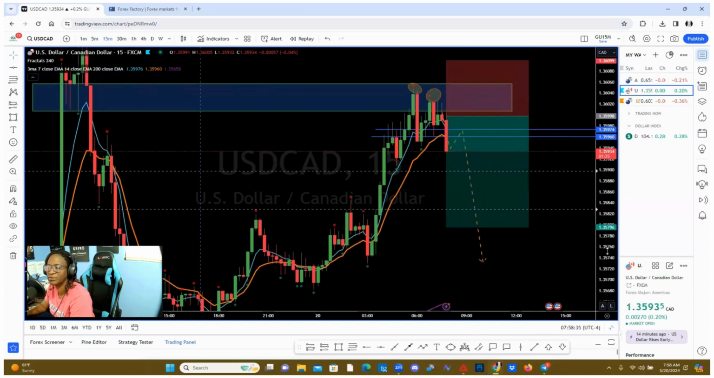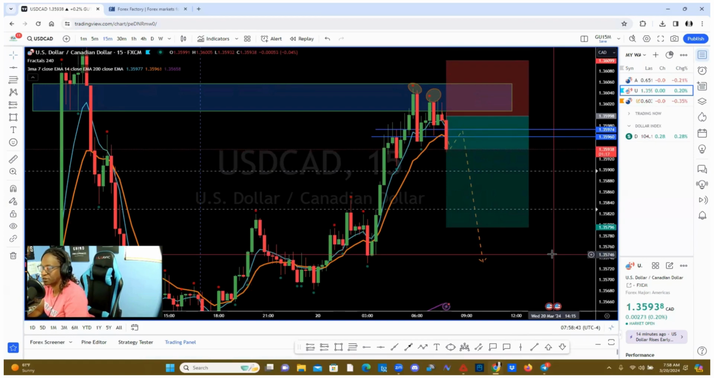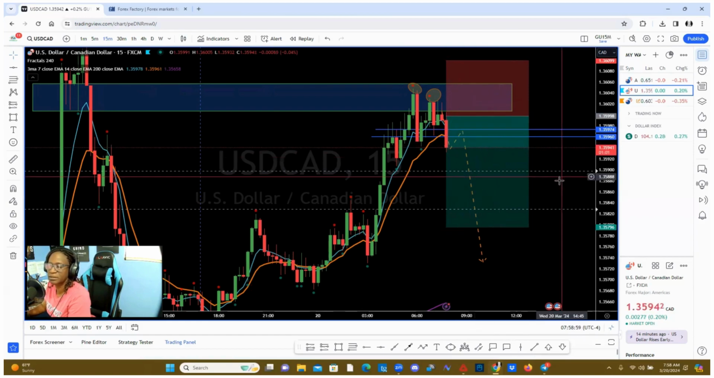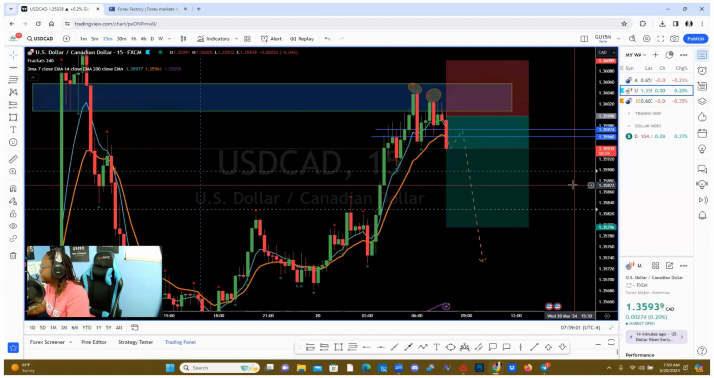I like to use the fibs as confirmation for exit. Not so much for entries. You know, sometimes maybe to see if we're at the 50 or the 61.8, something like that. But not much for entries, more for exits, confirming my exits. So CAD is running well.